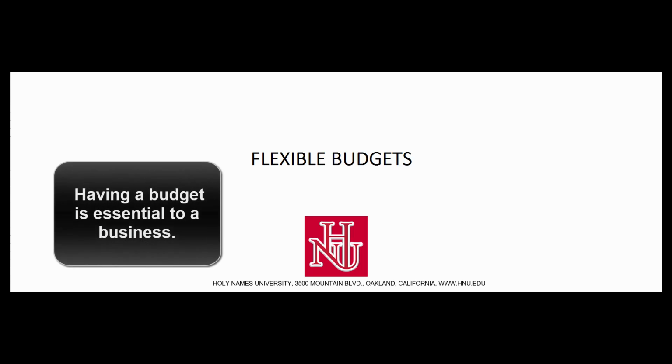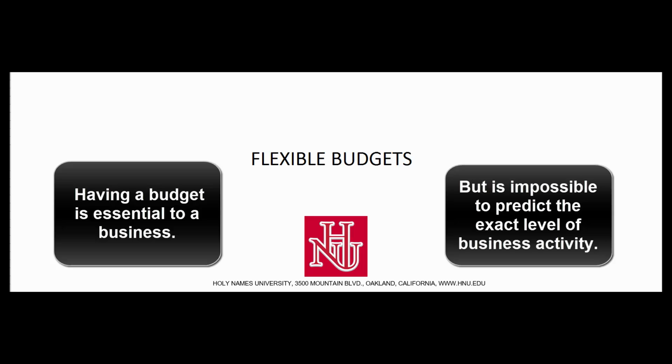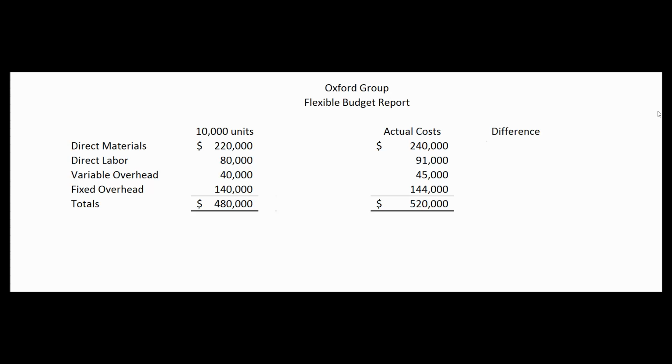Having a budget is essential to a business, but things don't always turn out the way that we plan. And so a static budget just budgets our resources at one level of production. A flexible budget recognizes the fact that we may have more production or less production than anticipated. They're hard to read about, but they really aren't that complicated.